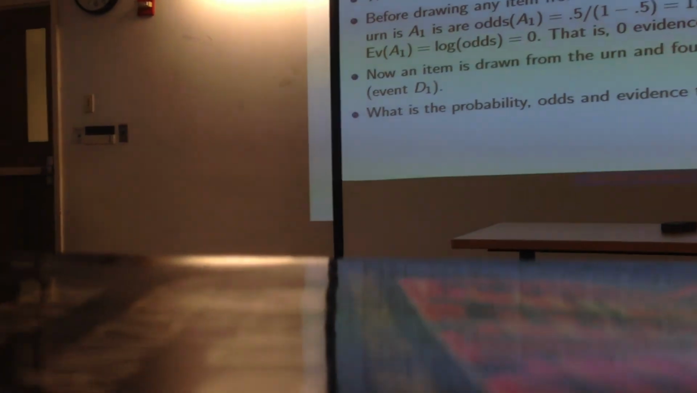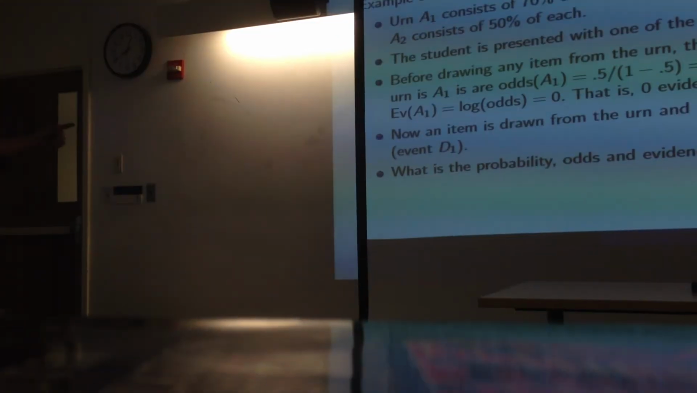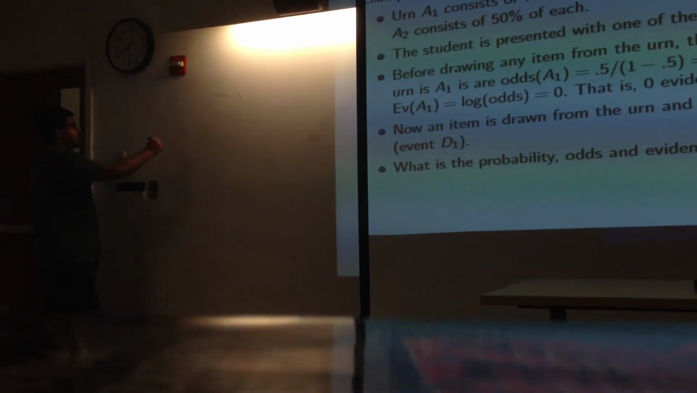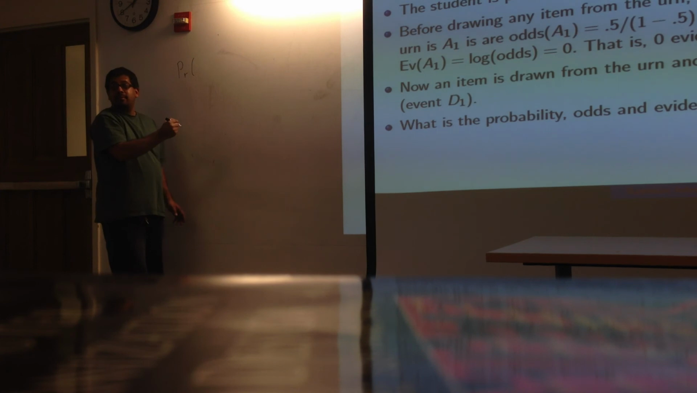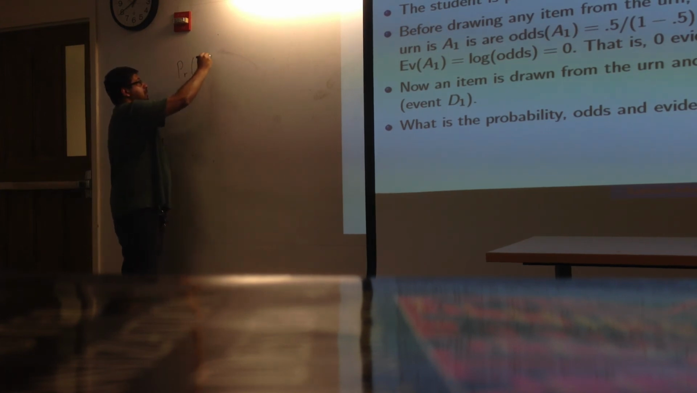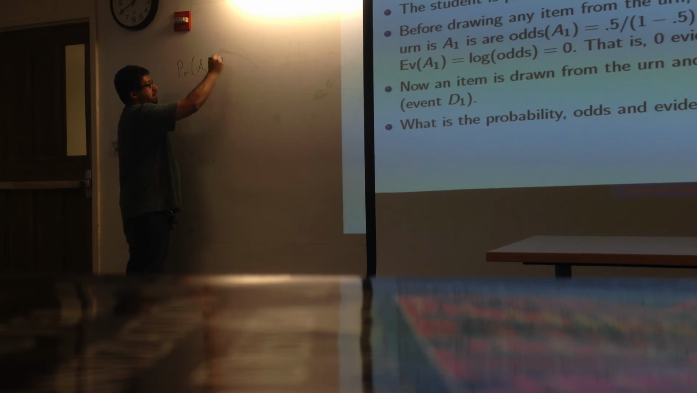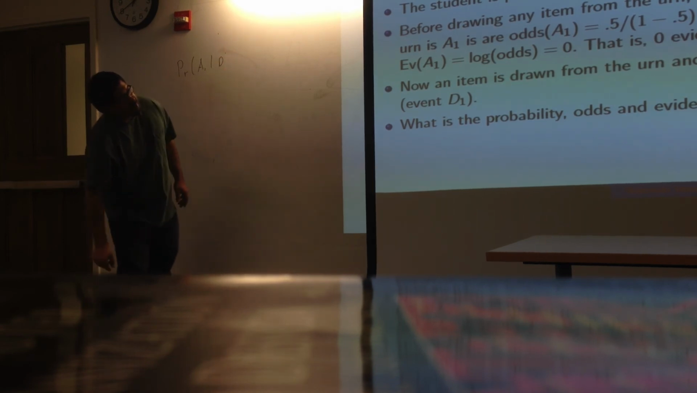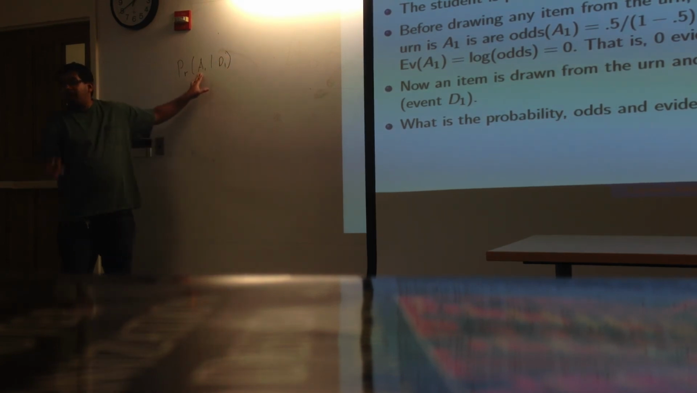Okay, so let's write down the things we want to know. You want the probability, the odds, and the evidence that the urn is A1, right? So the first statement is we want to know the probability of A1 given D1, where D1 is dark. Right? So that's a probability.